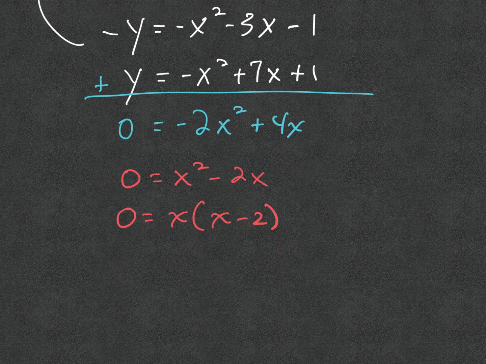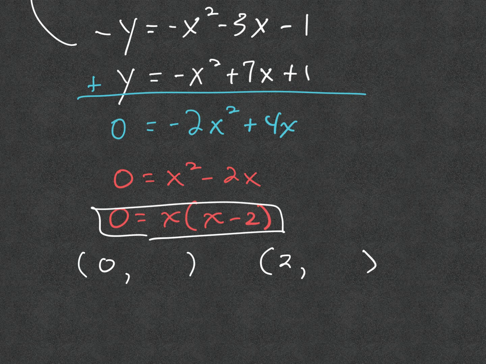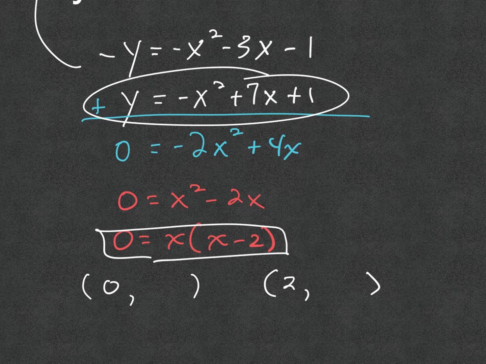Did you get to this point? Okay, great. You're going to have 2 points. 0 for x and 2 for x, because that's when this is equal to 0. Now, you're just simply going to put that into either equation. When I put it into this one, I get 0 plus 0, and then I get that 1. So 0, 1 is a point.